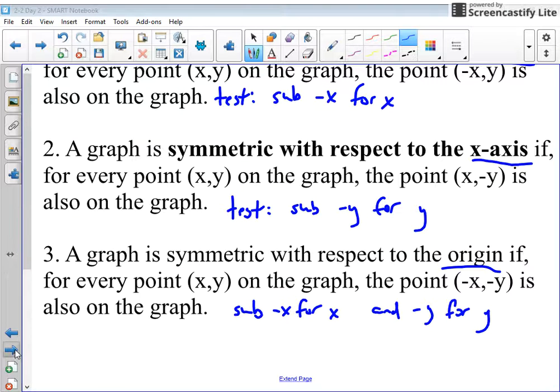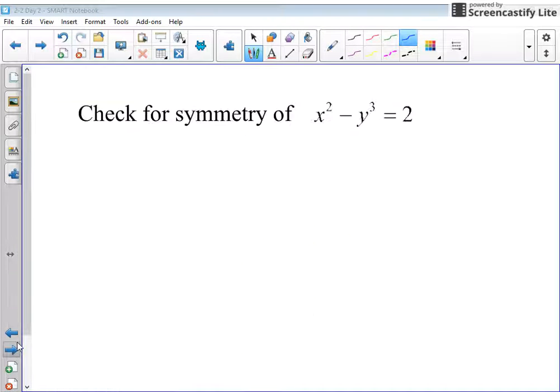Now, right now you may be thinking, I have no idea what you're talking about. Just be patient. Let's take this equation. We're going to test this equation for symmetry, those three types: symmetry with respect to the y-axis, with respect to the x-axis, and with respect to the origin. And what I'm going to do is run those tests for each of these situations. The test for the y-axis was to make the x negative.